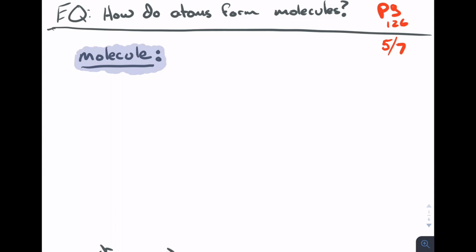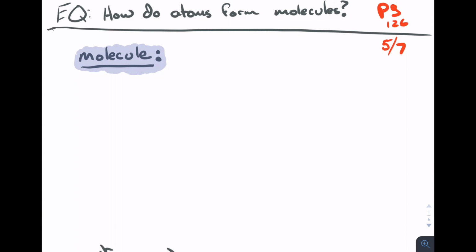So for today's notes, we want to start with the essential question: how do atoms form molecules? For those of you playing along at home during this year, it would be page 126, and we did this on May 7th. Without further ado, here we go. How do atoms form molecules?